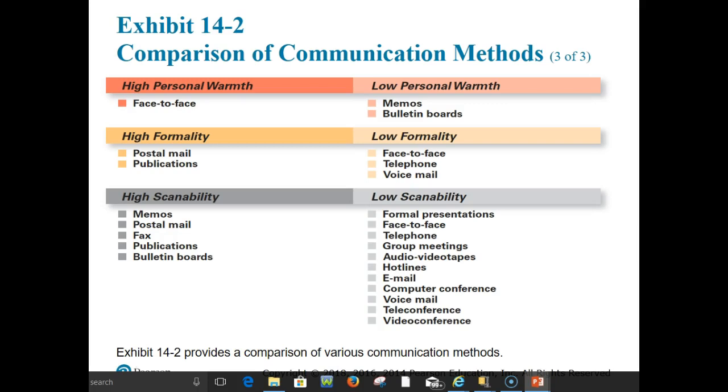High scannability, memos, postal mail, fax, publications, bulletin boards. Low scannability, formal presentations, face-to-face, telephone, group meetings, audio, videotapes, hotlines, email, computer conference, voicemail, teleconference, video conference. So this is just a comparison of various communication methods.